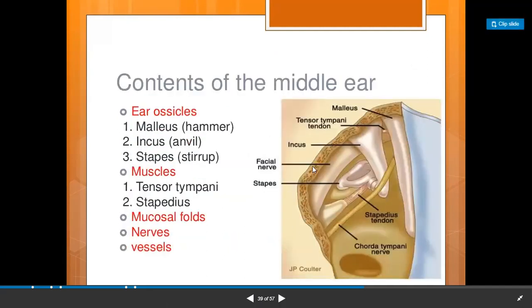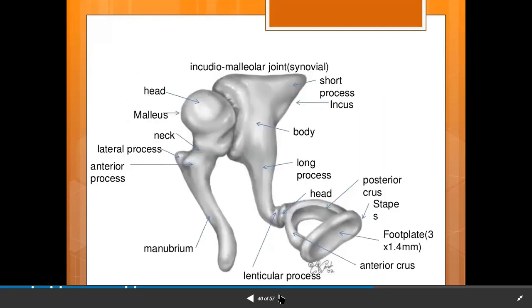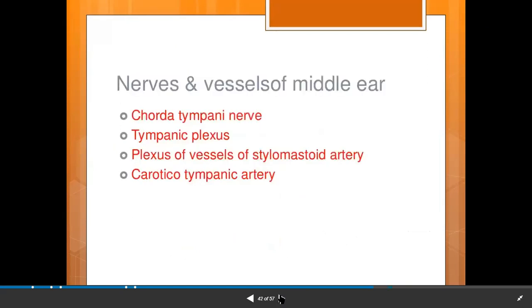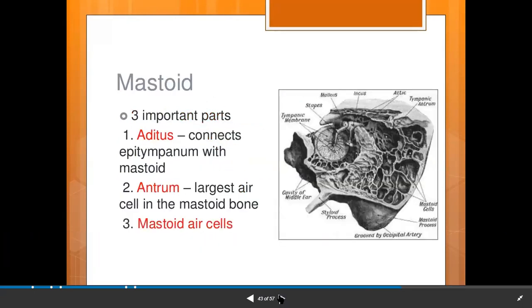So the contents of the middle ear: we have seen three ear ossicles, malleus, incus and stapes. Muscles: tensor tympani and stapedius. We will see the mucosal folds, the nerves and the blood vessels. What are the various nerves we see here? Chorda tympani and tympanic plexus, and the vessels are the plexus of vessels from the stylomastoid artery and caroticotympanic artery.